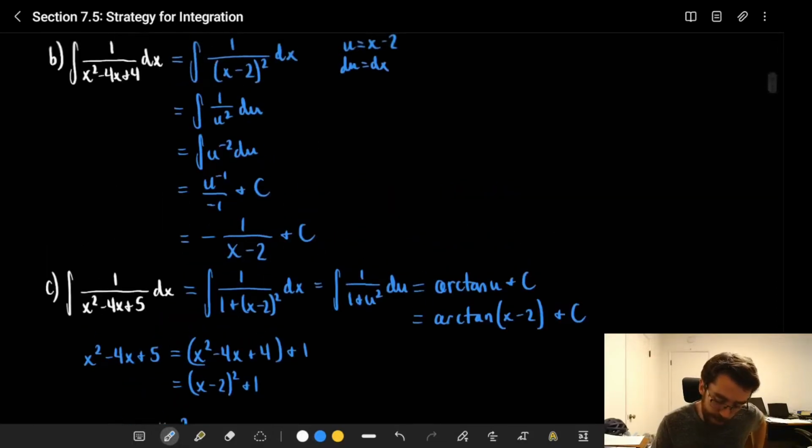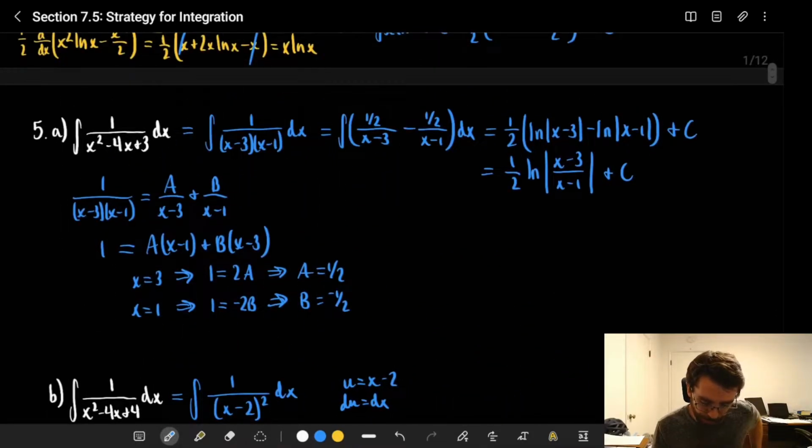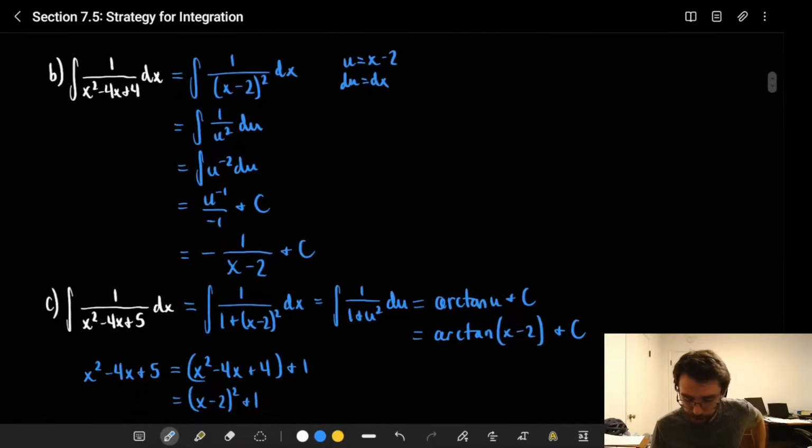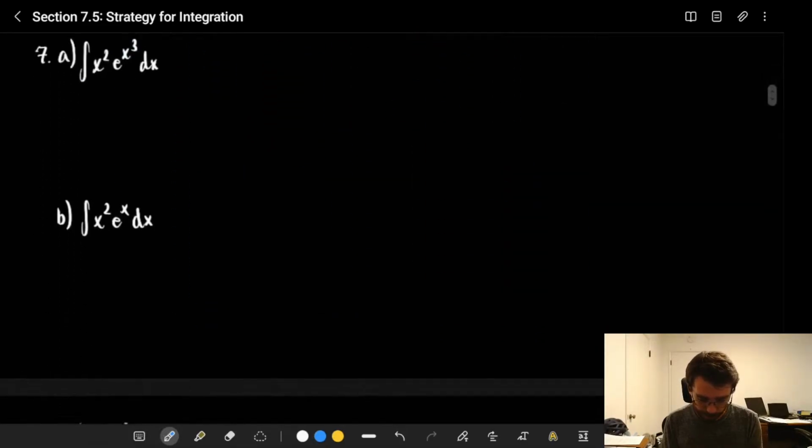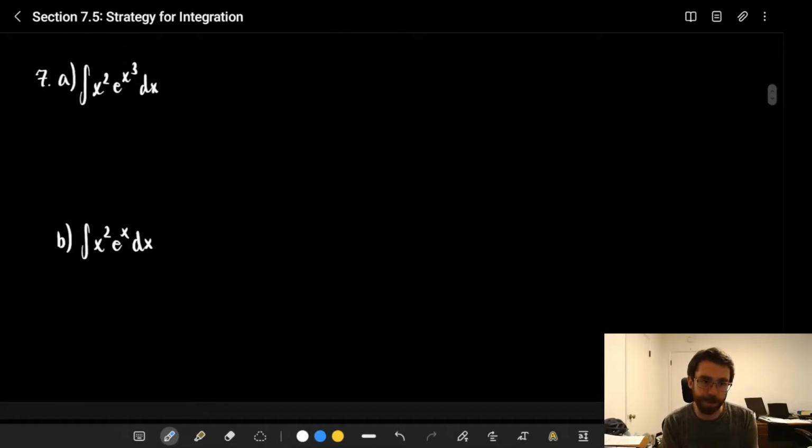Okay, so that's a fun problem. Didn't end up using partial fractions for part B or part C, even though I thought we would have to. So goes to show you integration is tricky. Moving on, number 7. This is the last of this batch of, ooh, look at these cool similar integrals.